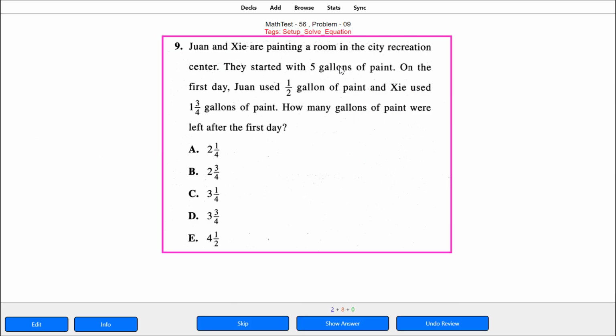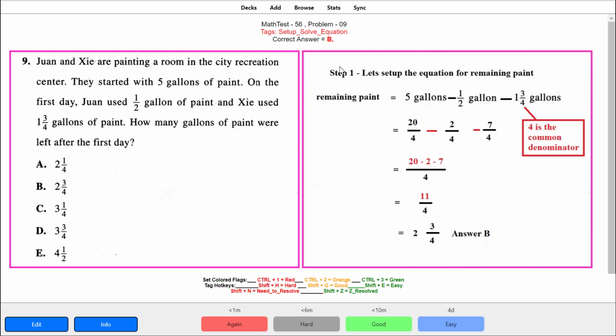Okay, in number 9, we have student J and student X, and they're painting a room. They start out with 5 gallons of paint on the first day. Student J uses half a gallon. Student X uses 1 3/4 gallons. We just set it up like this, breaking it out into fractions. You could also just use the calculator: 5 minus 0.5 minus 1.75, and you get 2.75, answer B.